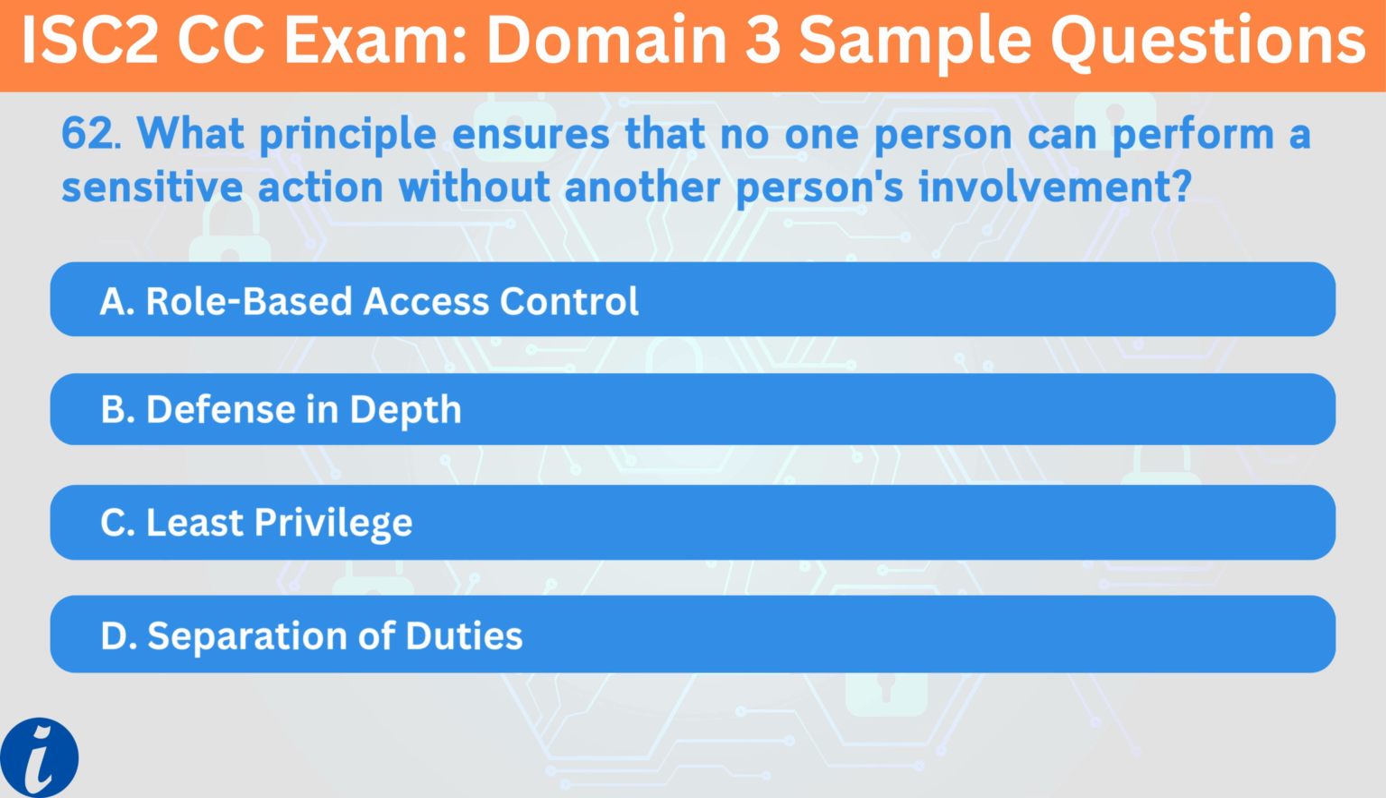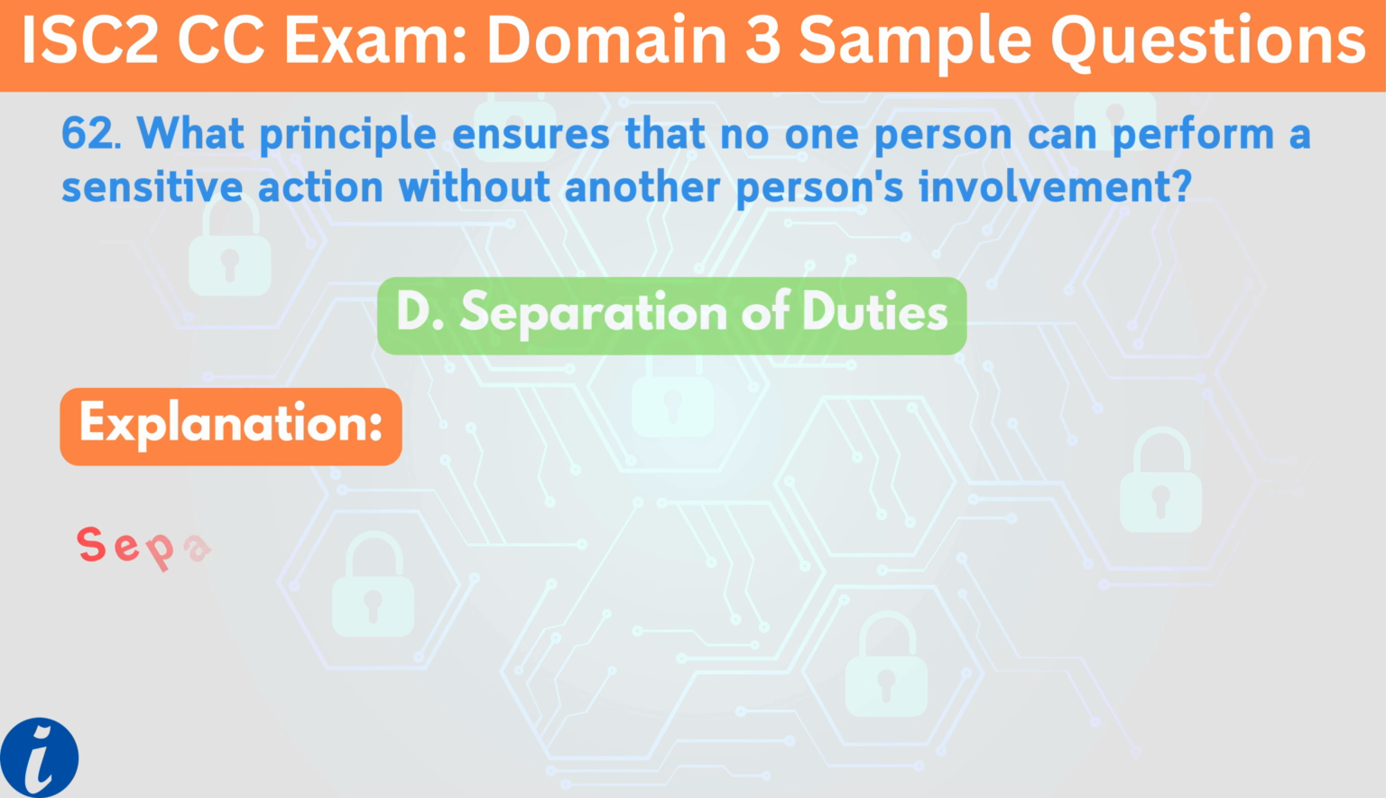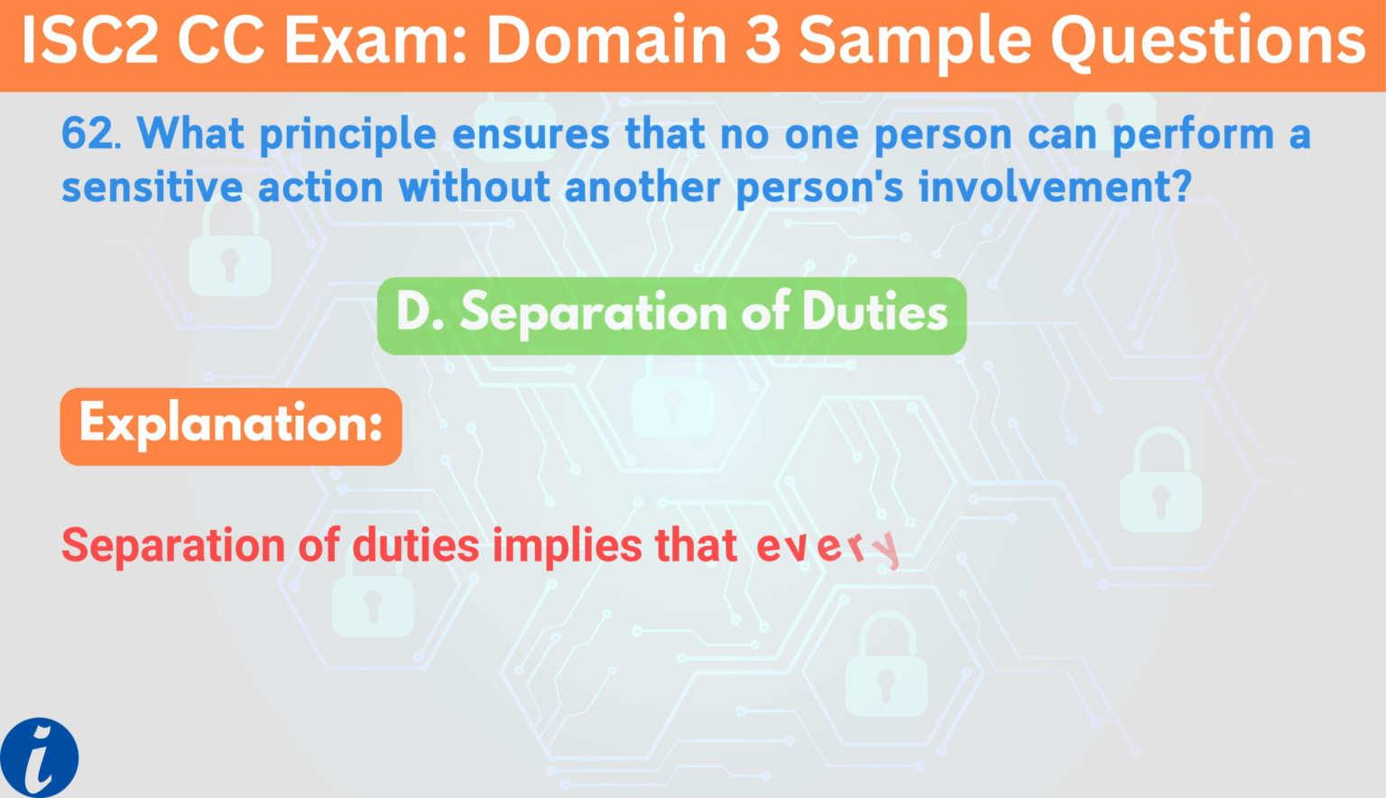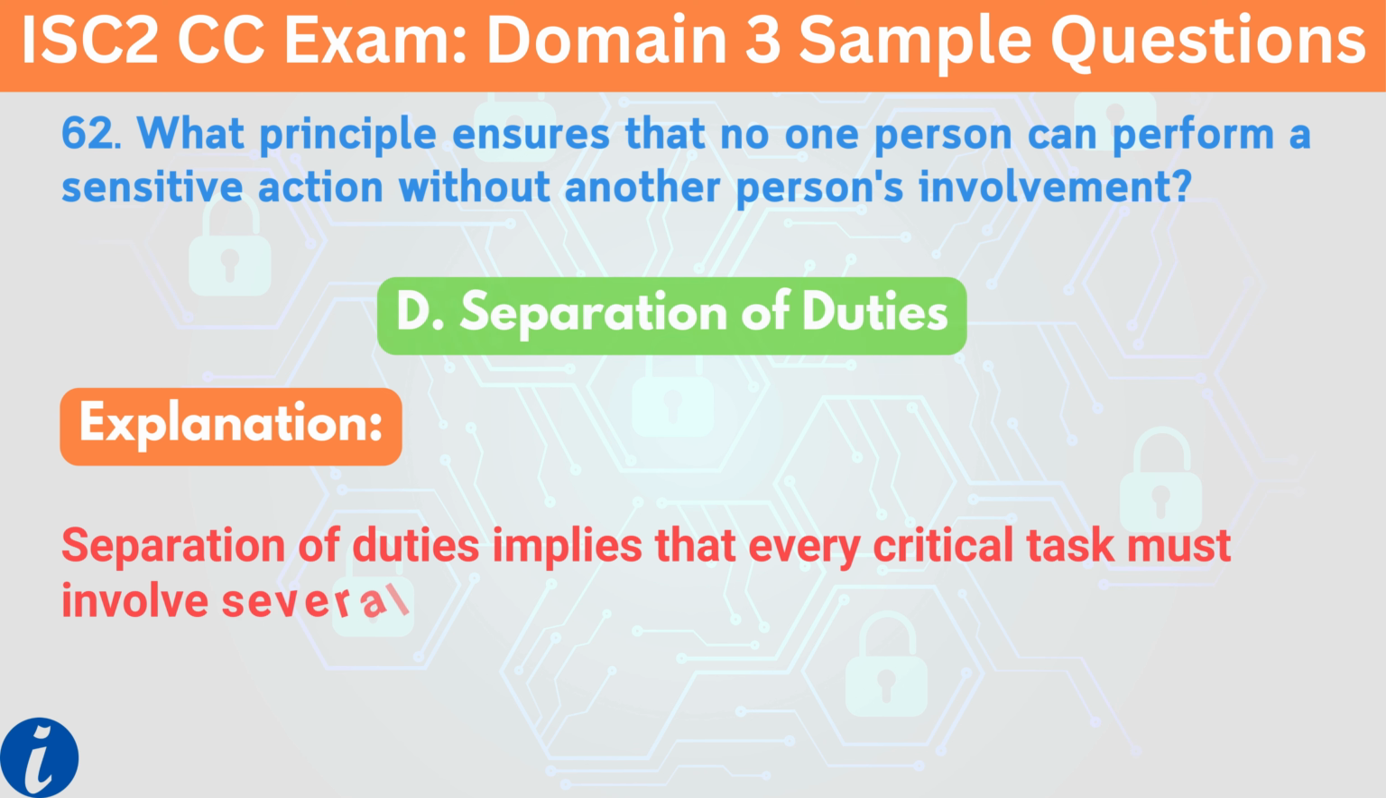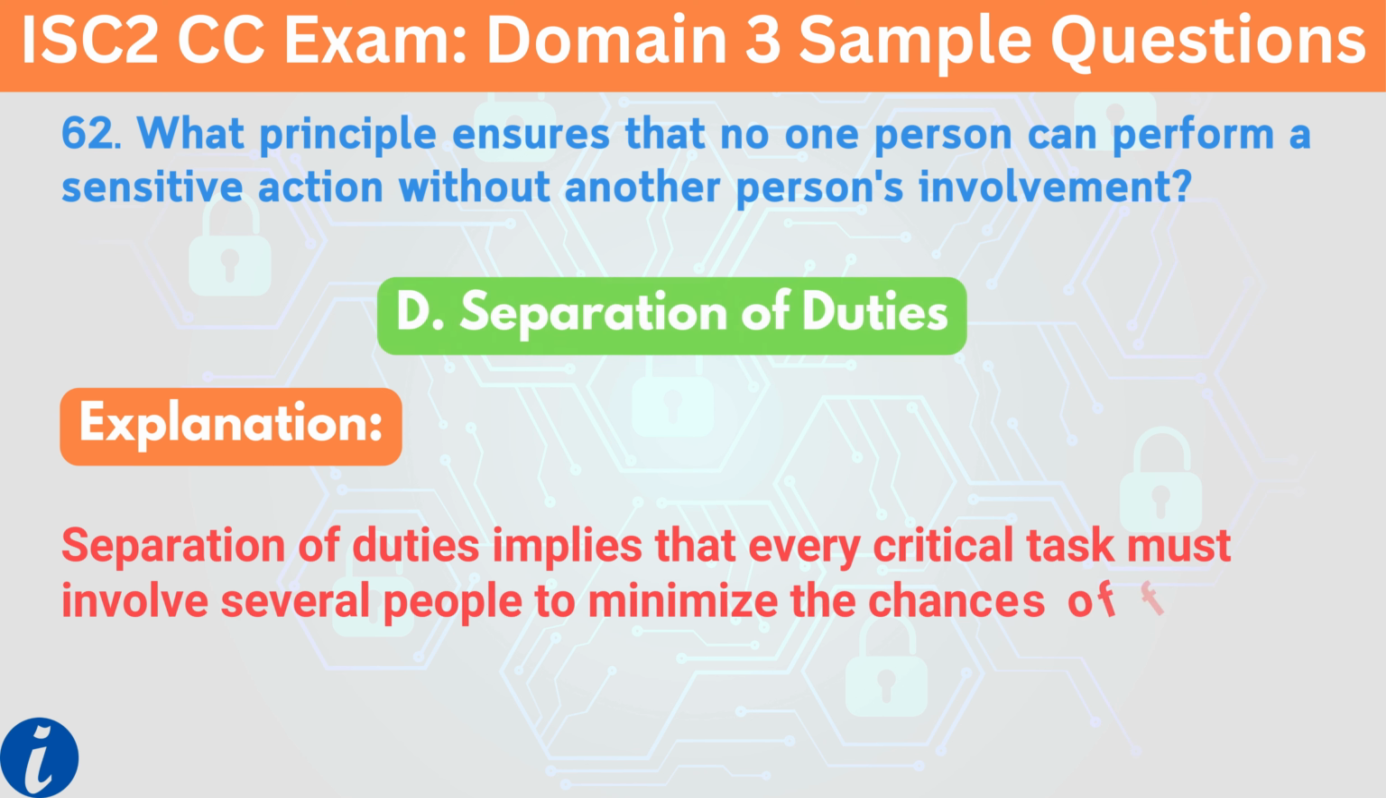A. Role-based access control. B. Defense in depth. C. Least privilege. D. Separation of duties. The correct answer is D. Separation of duties. Explanation: Separation of duties implies that every critical task must involve several people to minimize the chances of fraud or error.